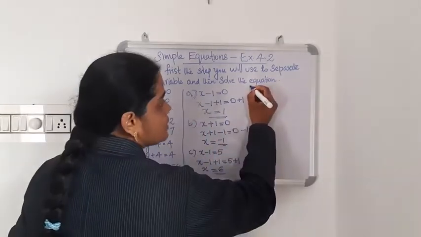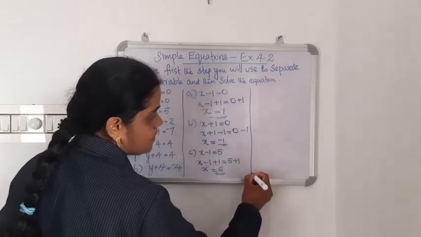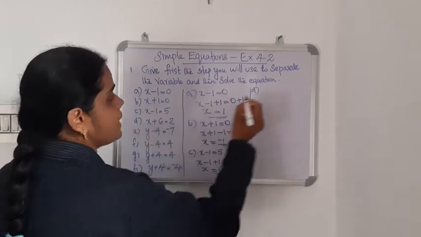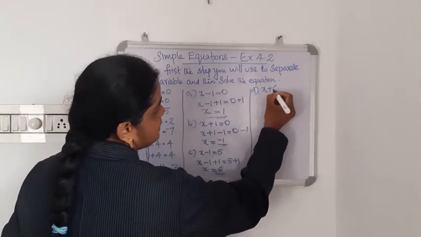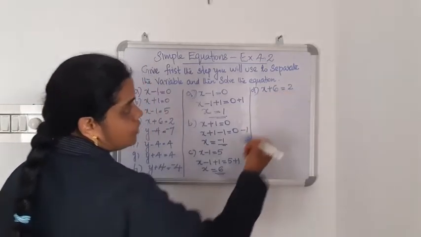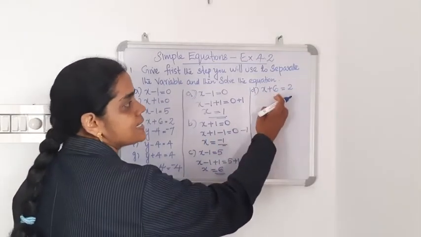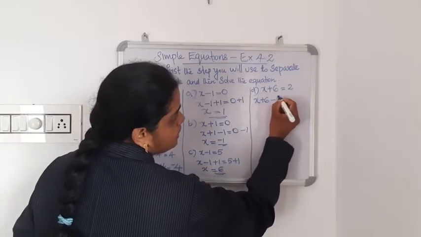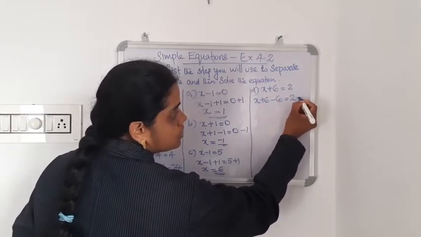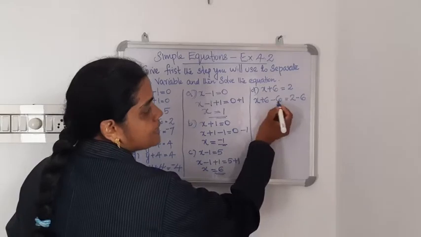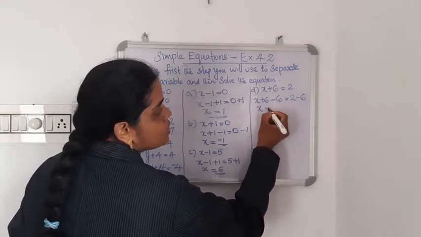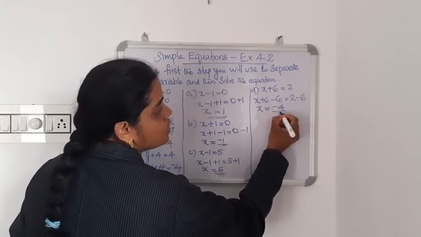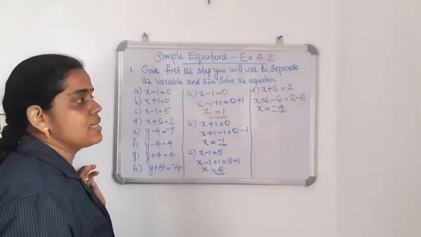Some more questions we can discuss. D question. What is D? x plus 6 equal to 2. So what do we want to do here? Here it is plus 6, so we need to subtract. Plus 6 minus 6, and here also minus 6. Plus 6 and minus 6 become 0. So x equal to 2 minus 6, which is minus 4. So the answer is minus 4.